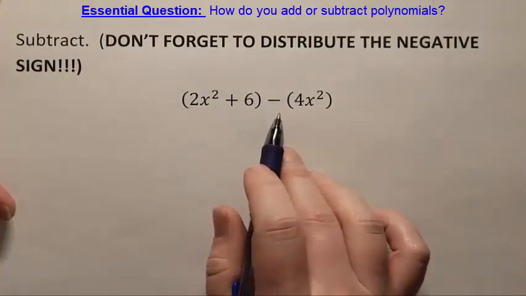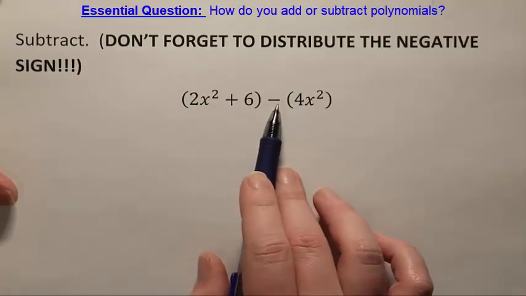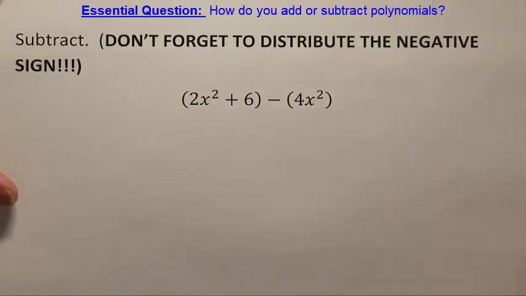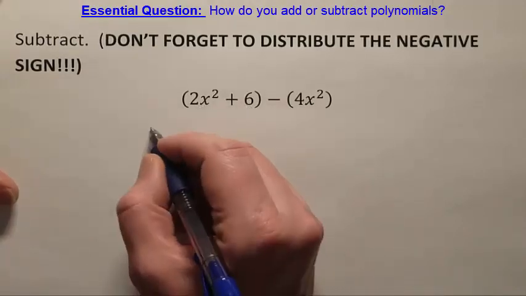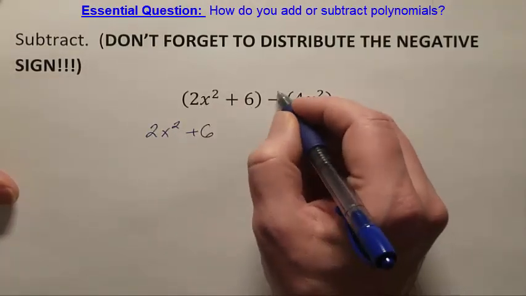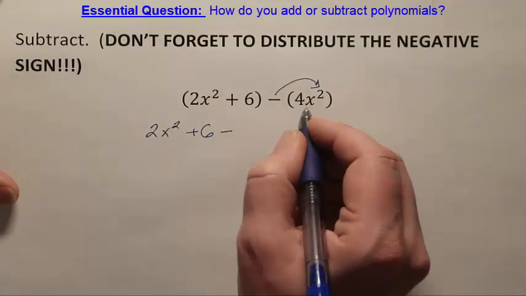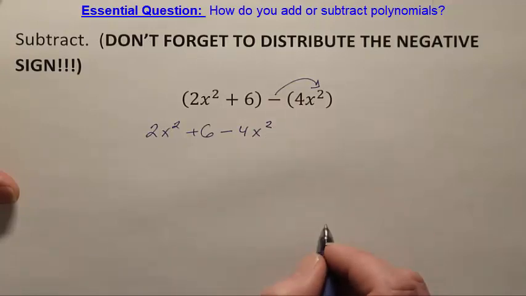Now, what do you do if it's a subtraction problem? You have to be really careful because people forget that it's subtraction and they just continue to solve it the way we have been doing the adding problems. So you start with the starting polynomial. So I have a 2x squared plus 6, and I'm supposed to subtract everything in the next polynomial. So I'm supposed to subtract this 4x squared. Well, so this is my new problem.